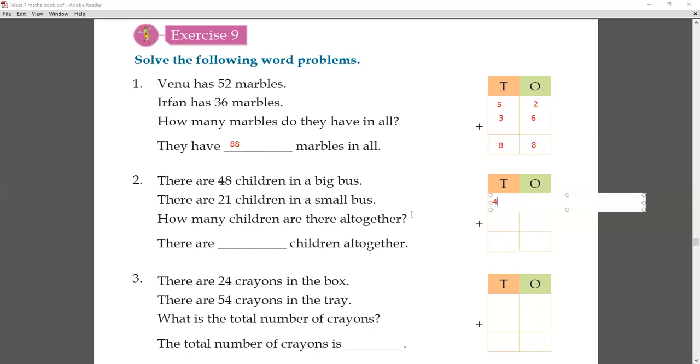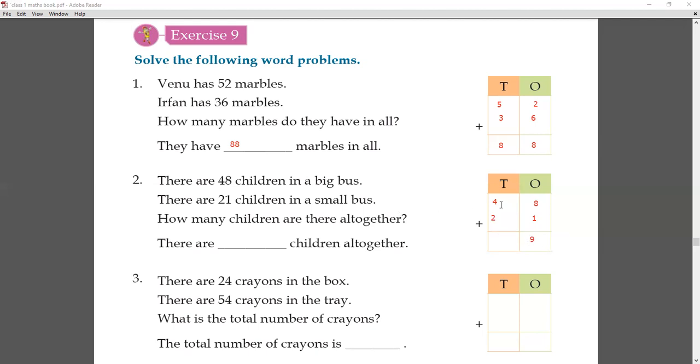So what we write here? 4, 8. There are 21 children in a small bus. कितने छोटी जो बस है उसमें कितने children है? 21. So we write 2 and 1 here. Okay. Count 8 plus 1. When we add 1 in any digit, what we write here? Just the next number. That's why we write 9 here.